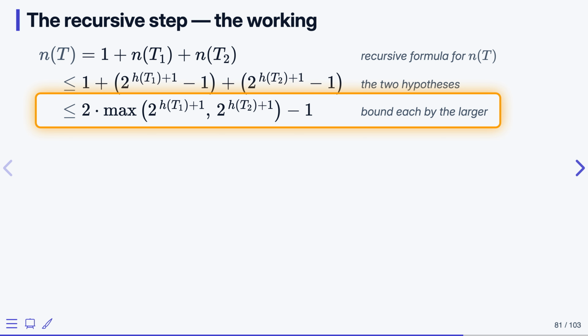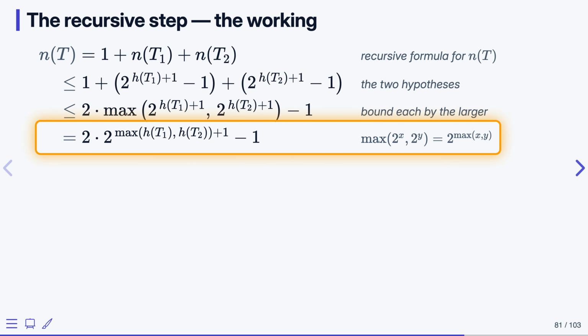Step 2. Each of the two powers is at most the larger of the two, so the sum is at most twice the larger power, minus 1. Step 3. A handy rule helps here. The larger of 2 to the x and 2 to the y is 2 to the larger of x and y, so the exponent becomes the max of the two heights, plus 1.